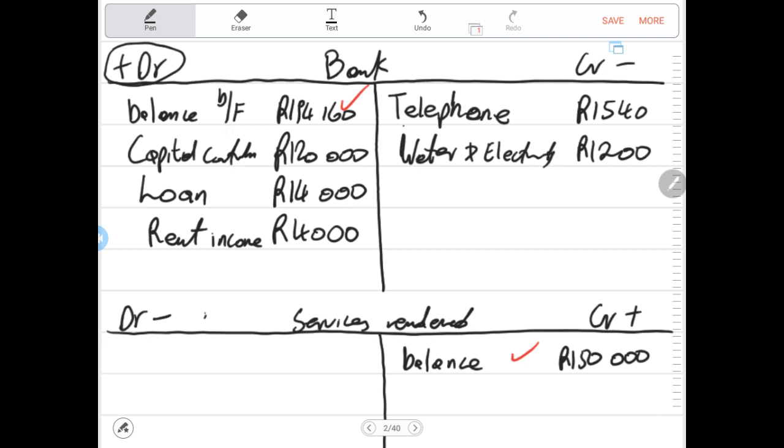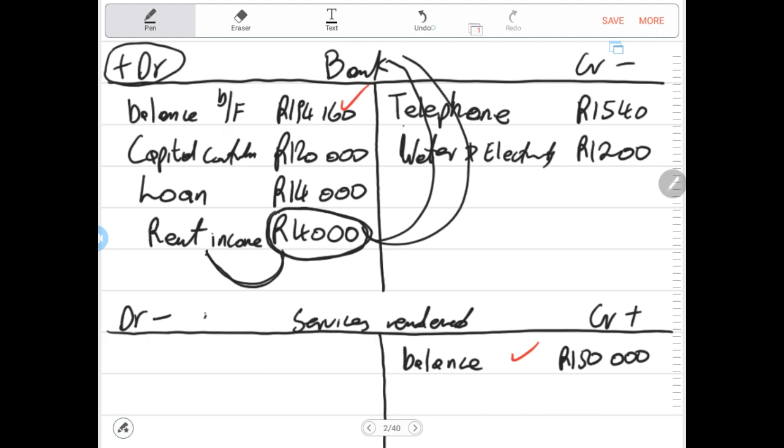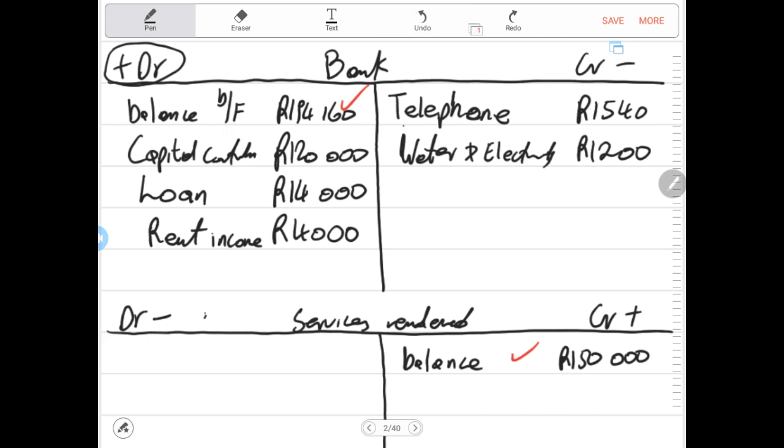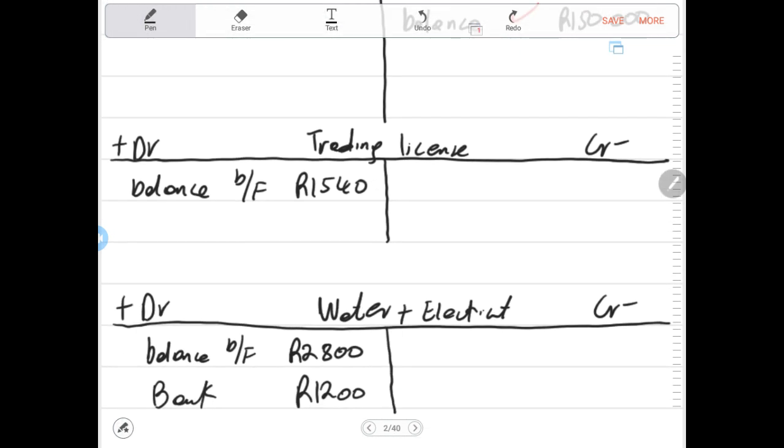Now for every debit entry, there should be a credit entry. In this case, 4,000 will be recorded on the credit side of rent income, and the description will be bank. Remember, incomes increase on the credit side.